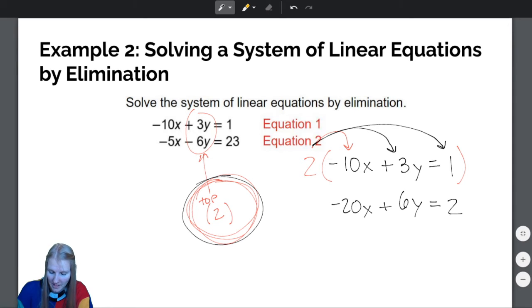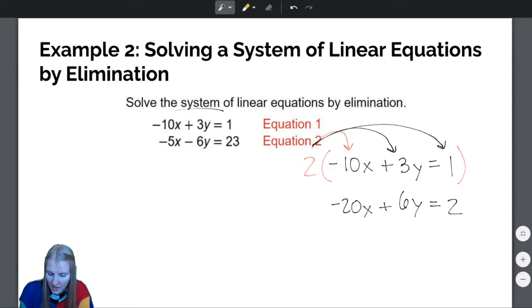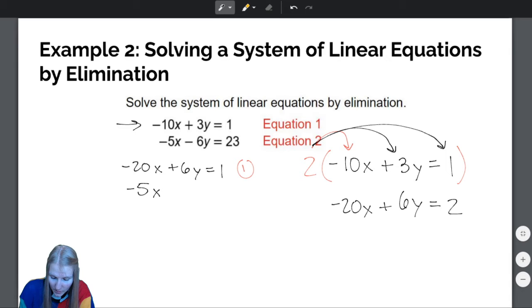Now, I'm going to erase this. I'm going to go back to my original equations. Now, equation number 1 is -20x plus 6y equals 2. This is our new equation number 1. We haven't done anything to equation number 2.